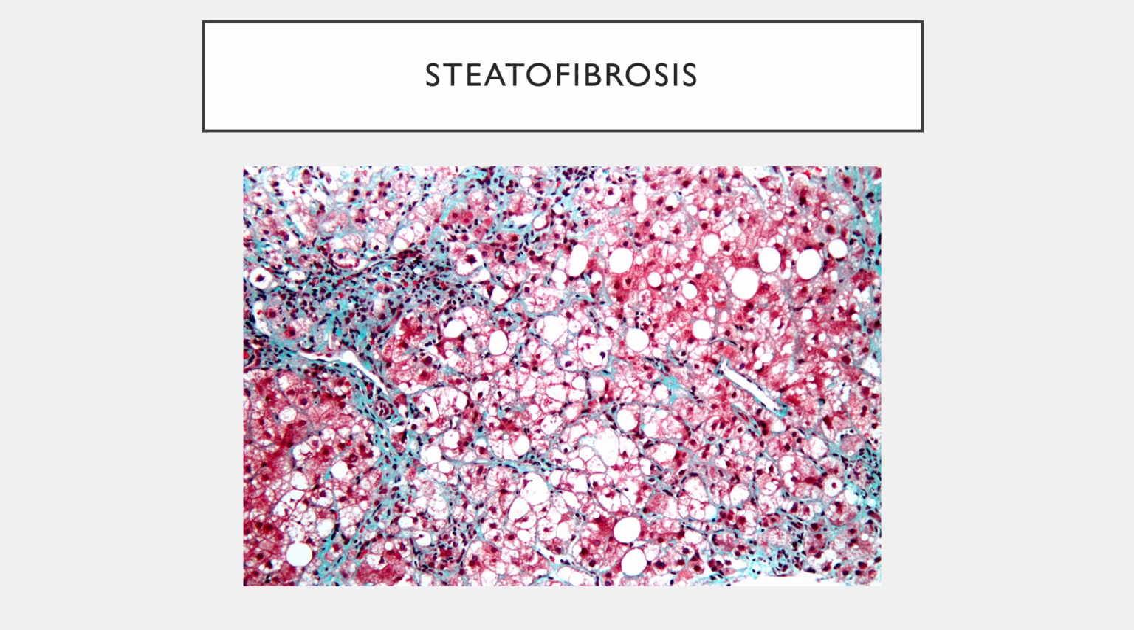A critical teaching moment here: steatosis is reversible. Fibrosis is much harder to reverse. Cirrhosis is largely permanent. This is why early detection matters.